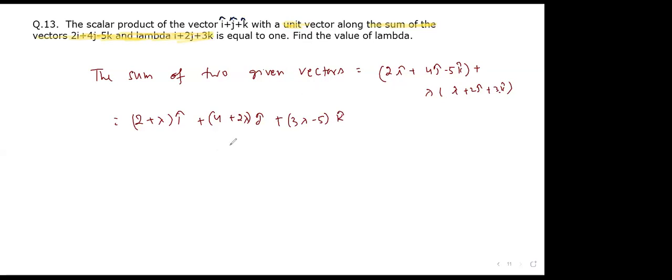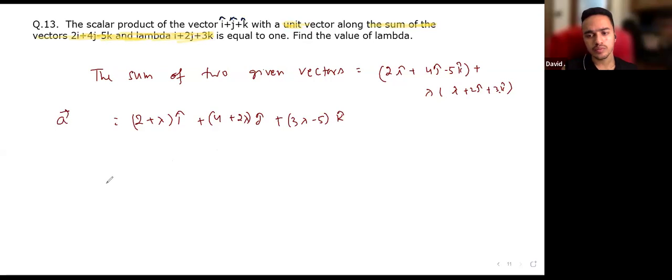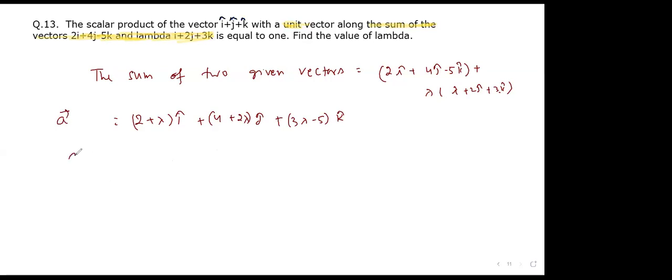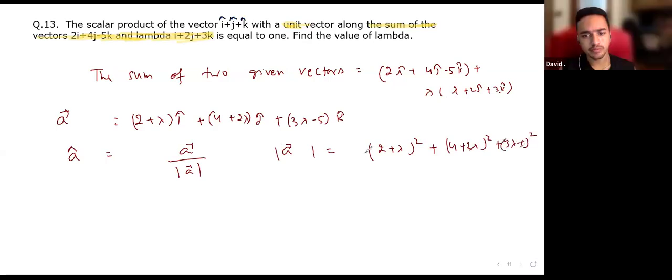Now for the unit vector, let's say this vector is the A vector. The unit vector will be A vector divided by the magnitude of A vector. So the magnitude of A will be the square root of 2 plus lambda whole square plus 4 plus 2 lambda whole square plus 3 lambda minus 5 whole square.